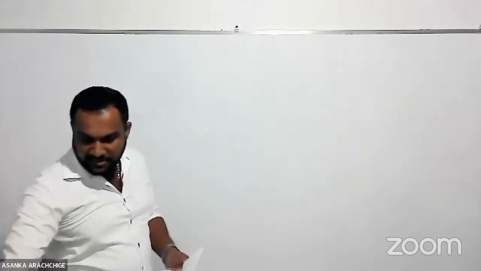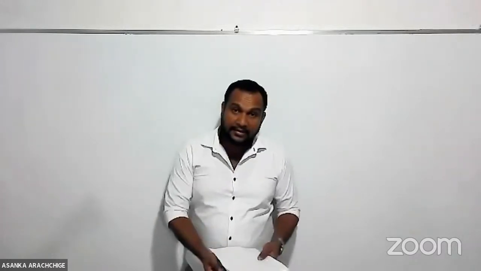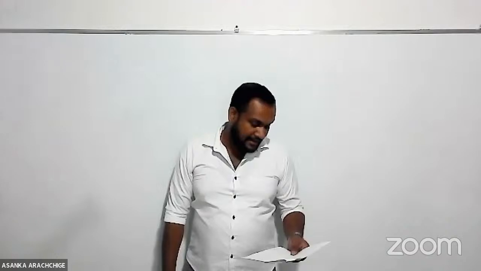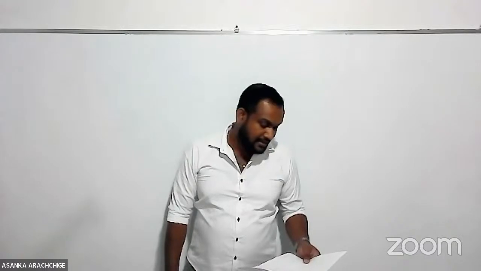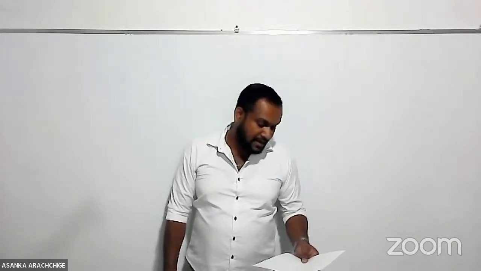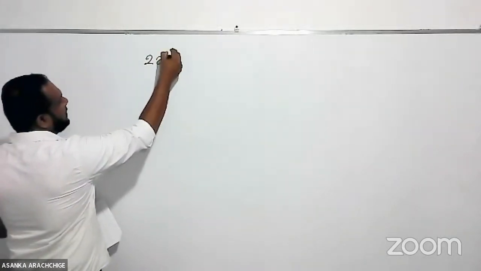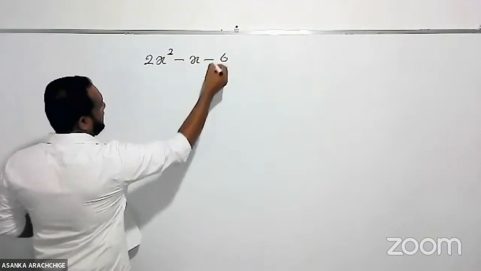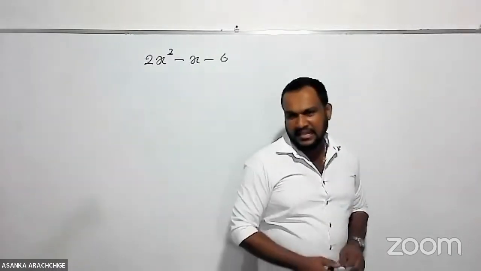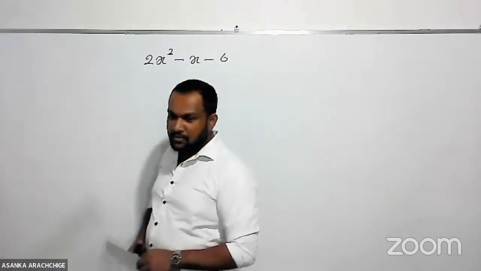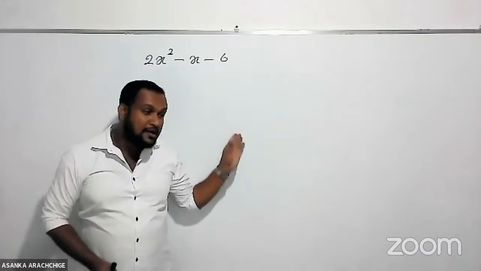Right. Next question today. That is from factors. We have to factorize a trinomial quadratic expression: 2x squared minus x minus 6. Just tell me the method that we have to follow when we factorize this kind of trinomial quadratic expression.